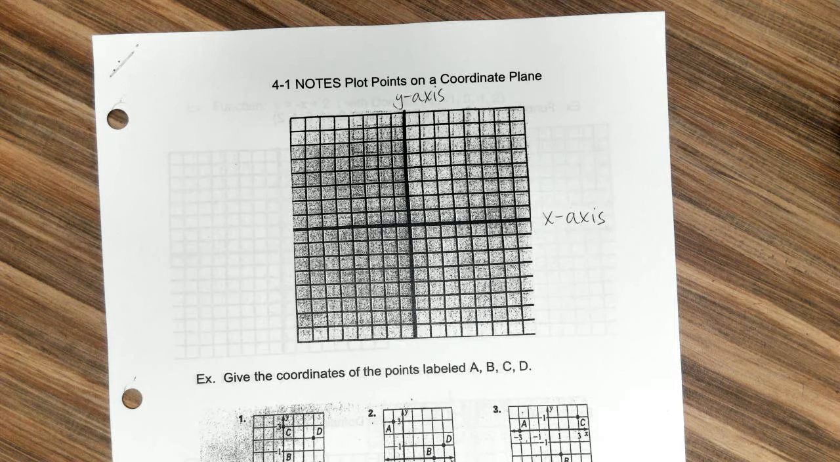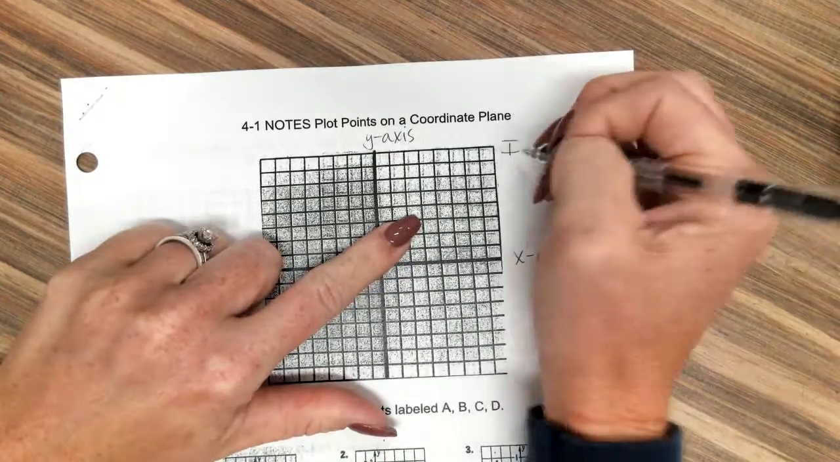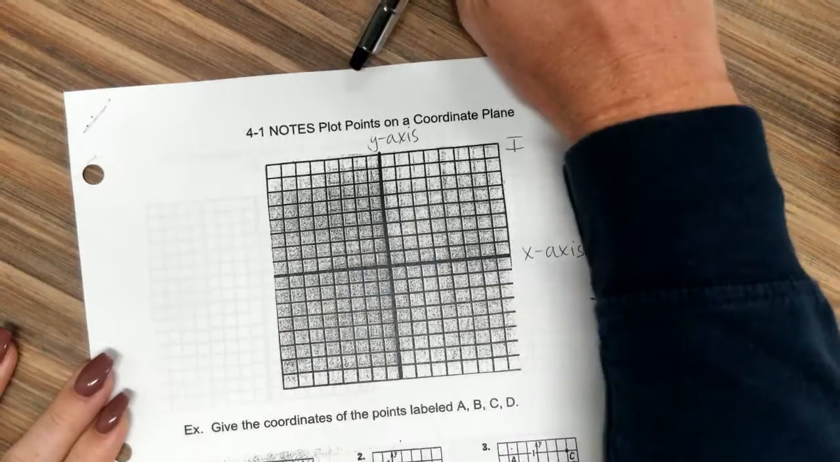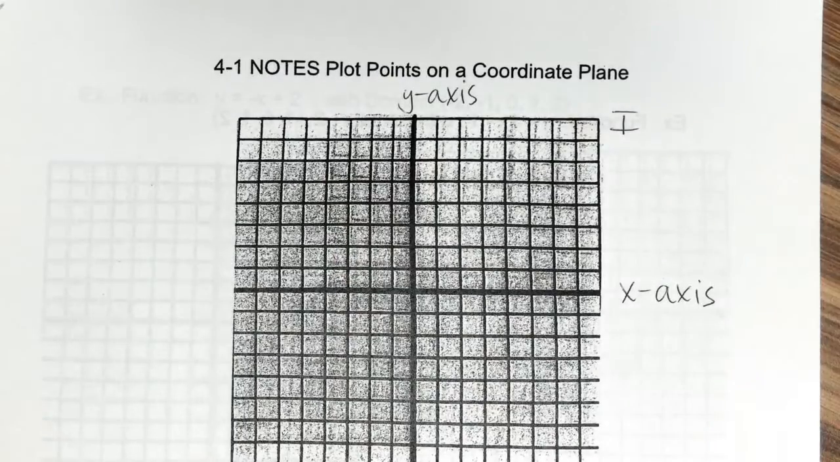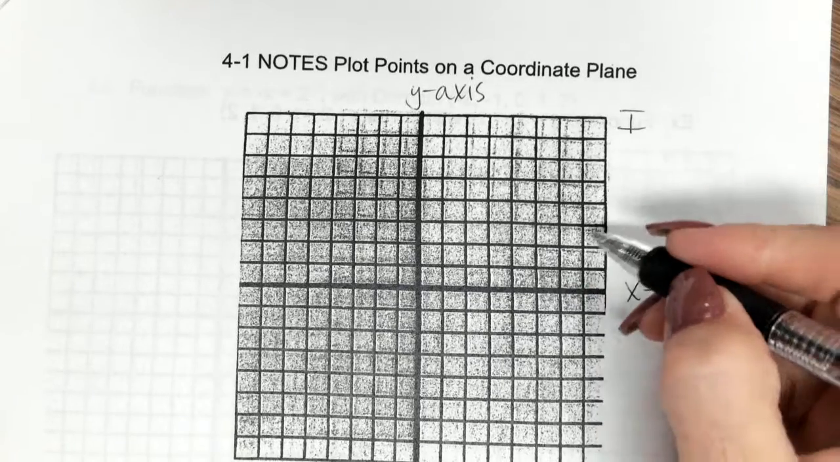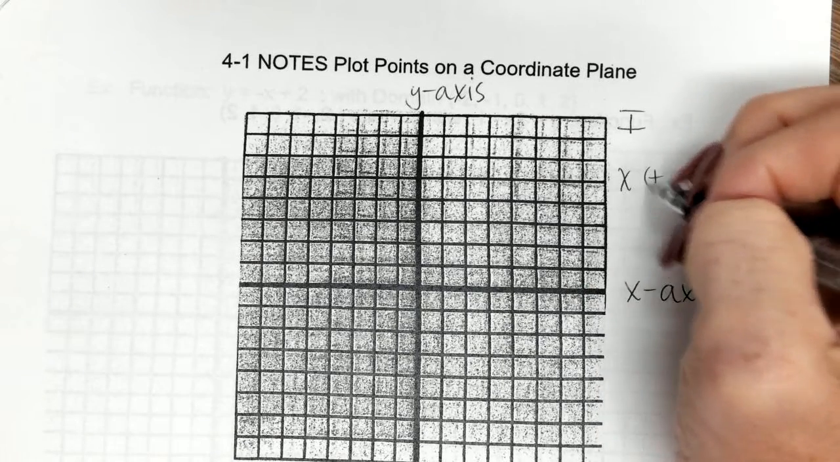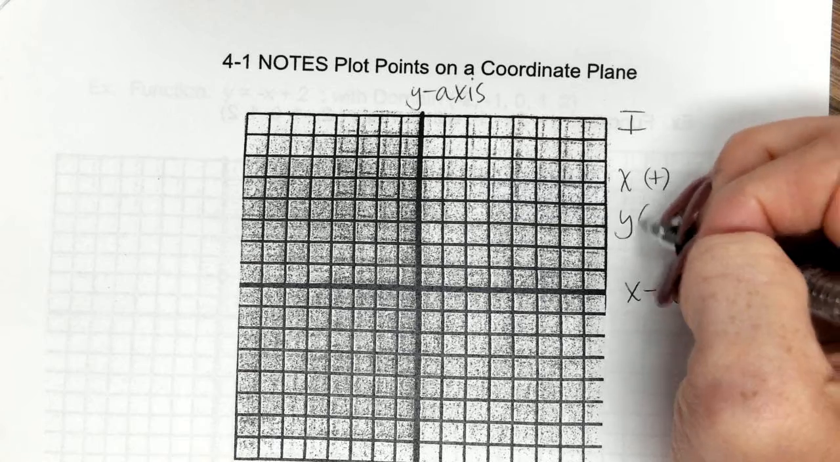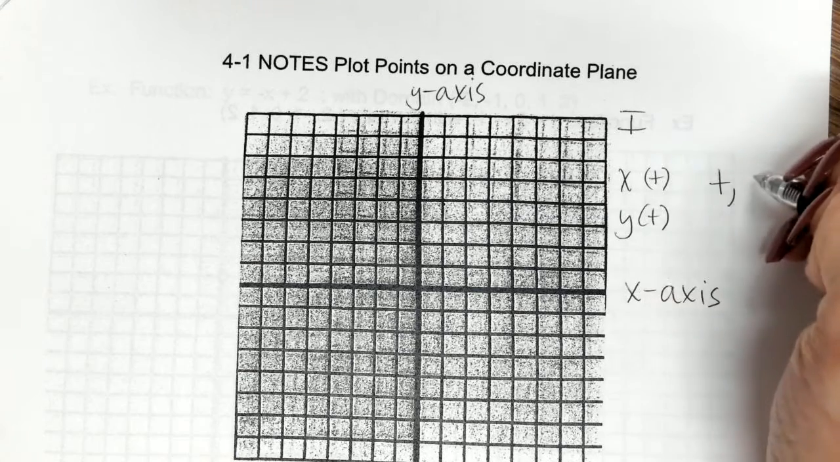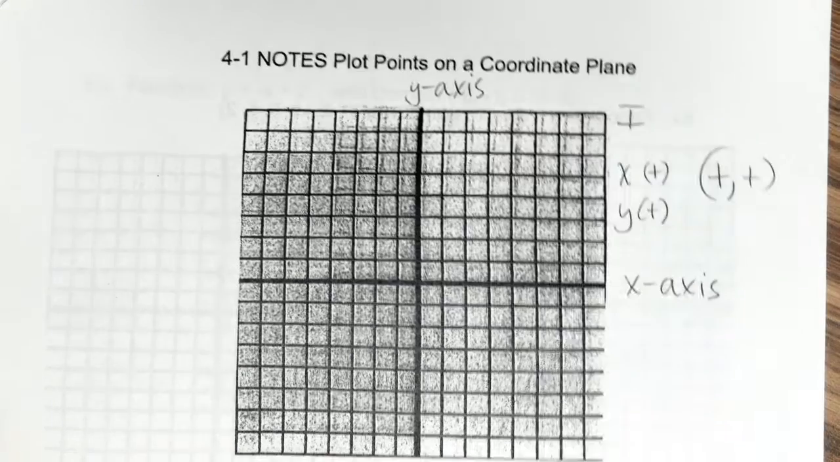All right, how many quadrants are there? What does quad mean? 4, right? So there's 4 quadrants. Which quadrant is quadrant 1? Top right. So this is quadrant 1. The reason that that's 1 is because it's all positive. So the x will be positive and the y will be positive. So it'd be a positive, comma, positive.